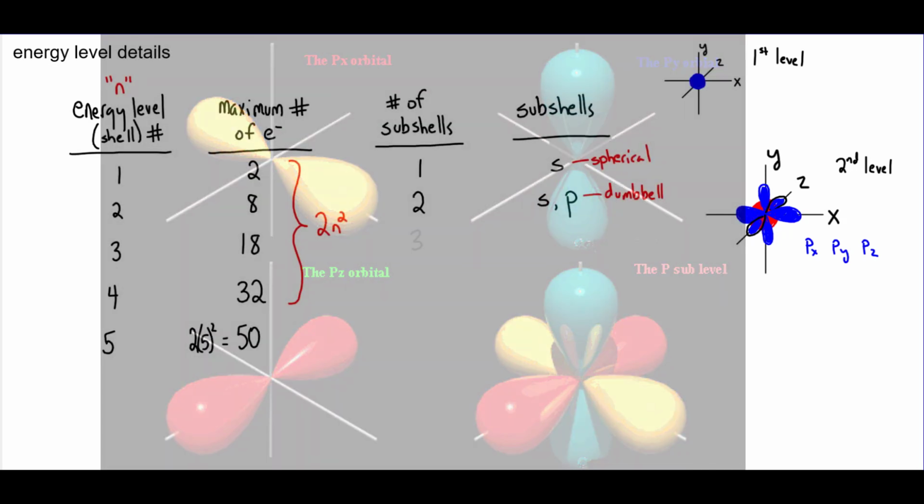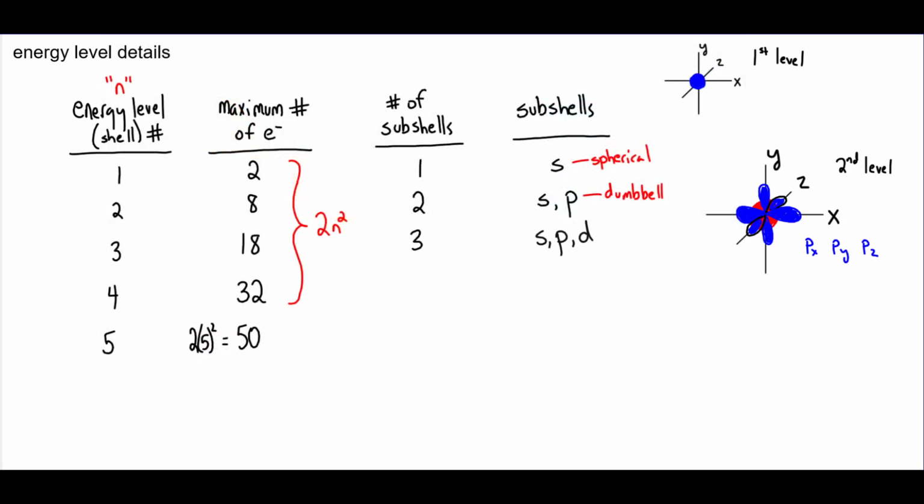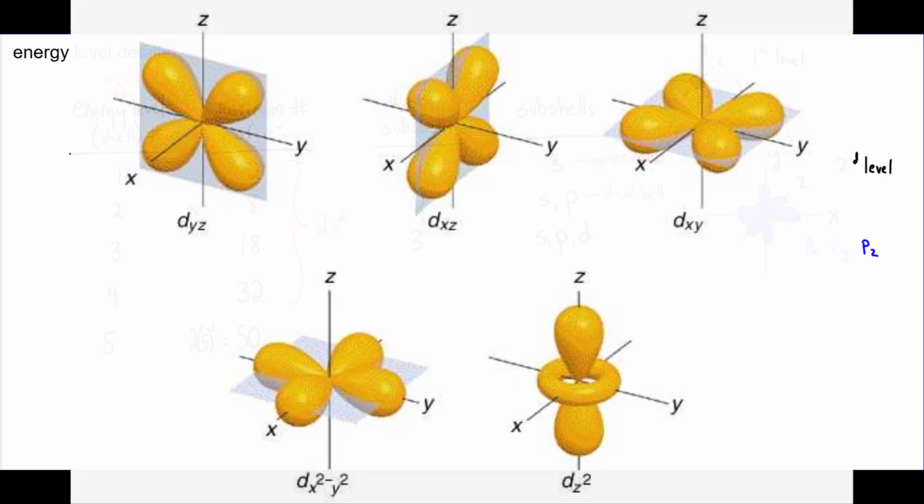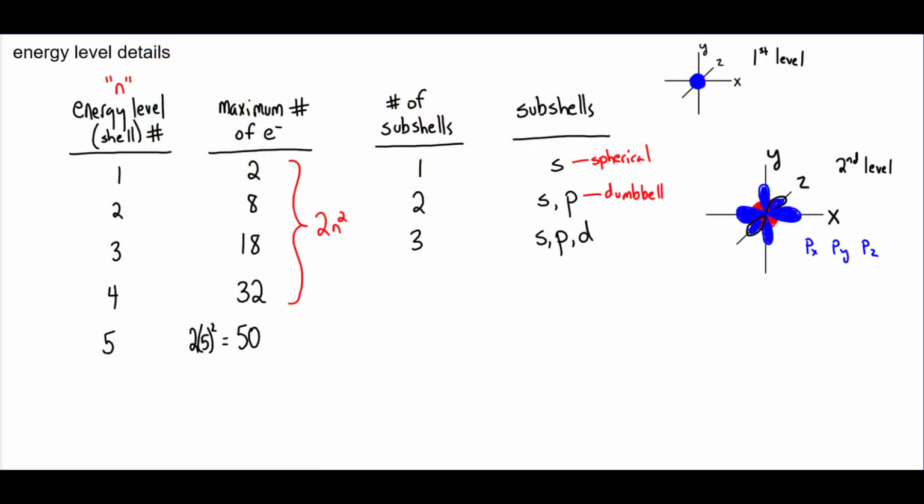Now moving on to the third energy level, we have 3 subshells, and the first 2 are the S and the P that we've already learned about, and the third one is called D. Now I'm not even going to attempt to draw the D subshell, but here's an image that shows you how complex those electron regions are. Don't worry, you don't have to know the shapes of the D sublevel or be able to describe them. They're really too complicated for an intro chemistry course.